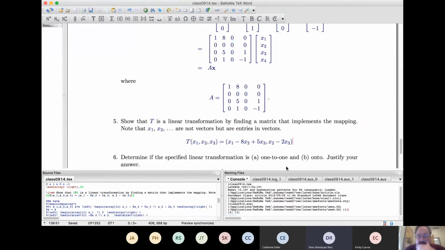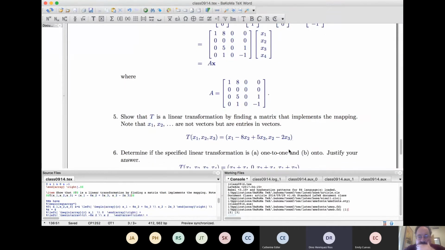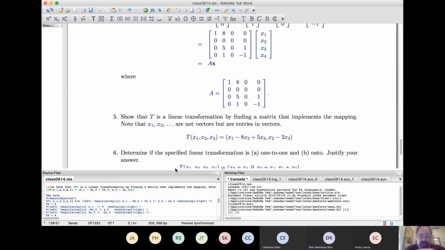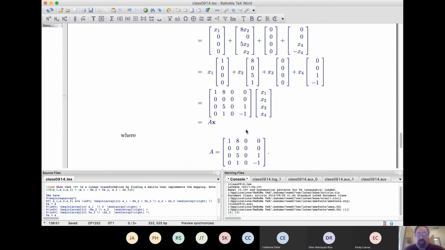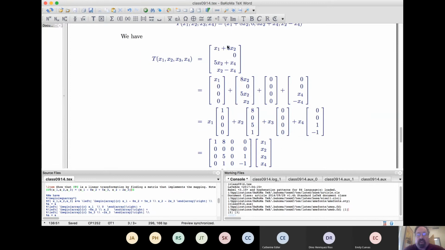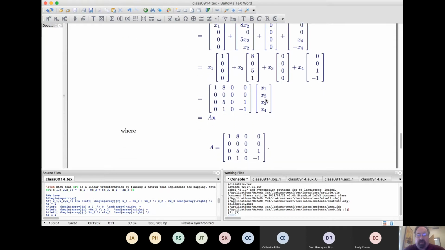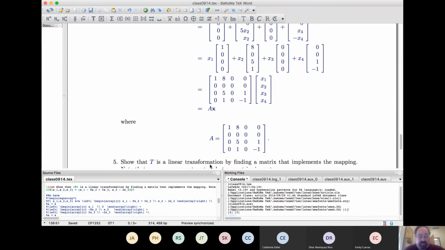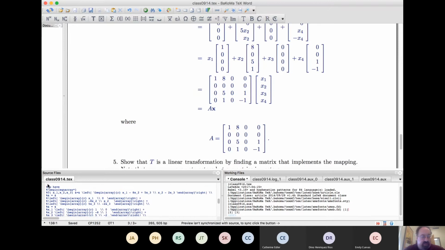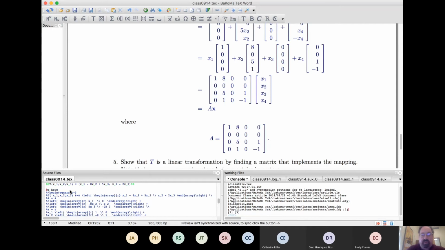Sir, would that be 1, minus 8, 5, the first row? Yes. And then the second one, 0, 1, minus 2. Yes, it is. So the coefficients in each component give you the rows of this matrix. And you can see that from a previous one. Here we have 1 and 8 for x1 and x2, and there's nothing for x3 and x4. So that's why the first row is 1, 8, 0, 0. So it worked out in the same way as in the previous problem.